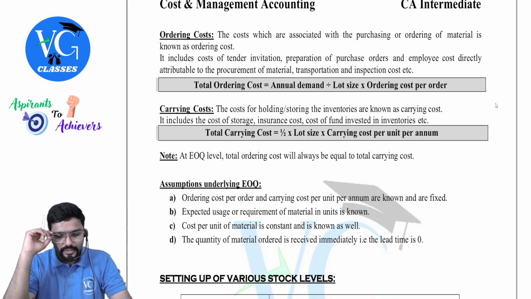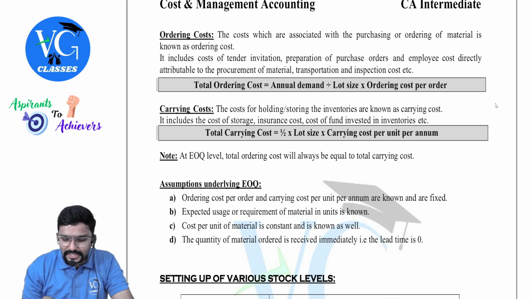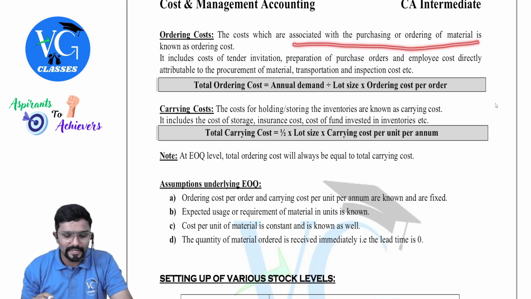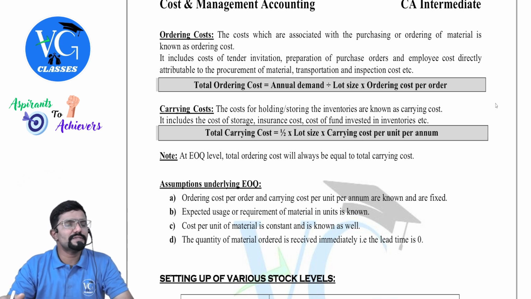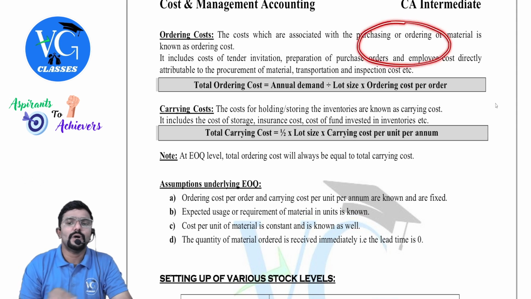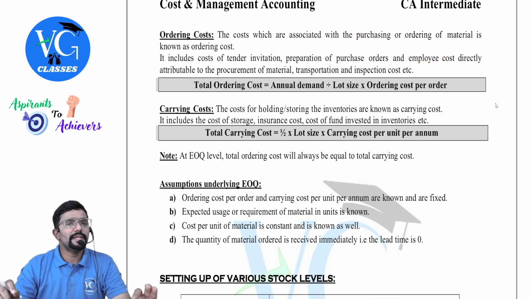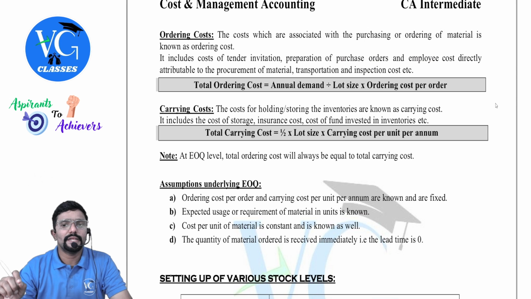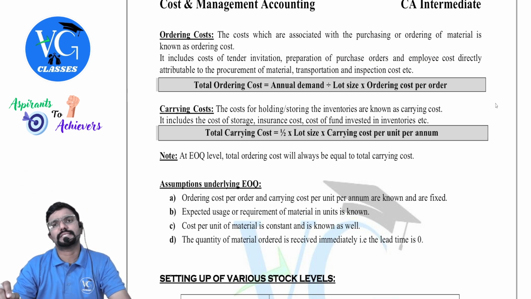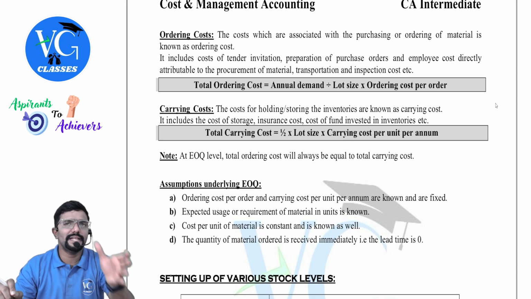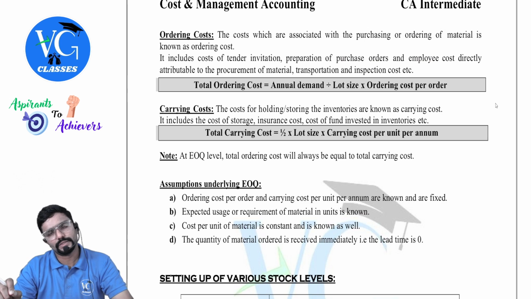Okay, first one. The cost which is associated with purchasing or ordering of material is known as ordering cost. It includes cost of tender invitation, preparation of purchase orders, and employee cost directly attributable to the procurement of material, transportation, and inspection cost. Clear? So in simple terms, till you receive the goods, whatever cost you would have incurred, we call it ordering cost.